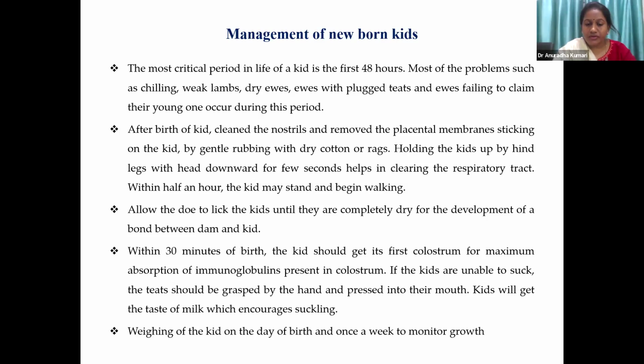Within 30 minutes after the birth, kids should get their first colostrum for maximum absorption of immunoglobulin. If the kid is unable to suck by itself in that condition, the teat should be grasped by hand and pressed into the mouth of the kid. Weighing of the kid at birth and once weekly to monitor its growth should be done.